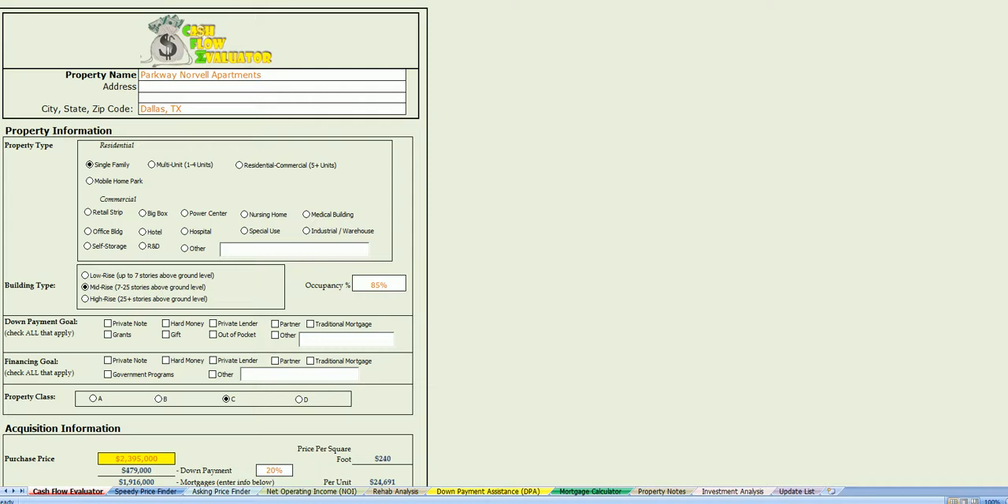My name is Monica Main, and I wanted to do a demonstration on how to use my 2011 cash flow evaluator, which is a very good tool to use when evaluating the cash flow of any commercial or residential commercial apartment building type of deal. And basically, what this is for is to see if you can actually find a property with a good cash flow.